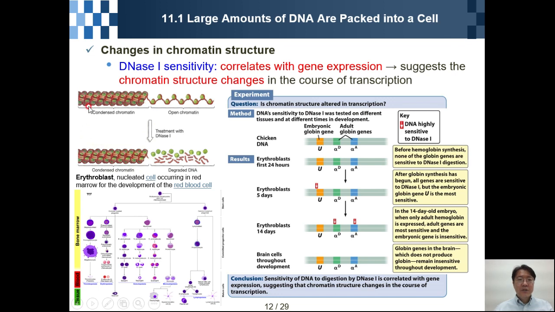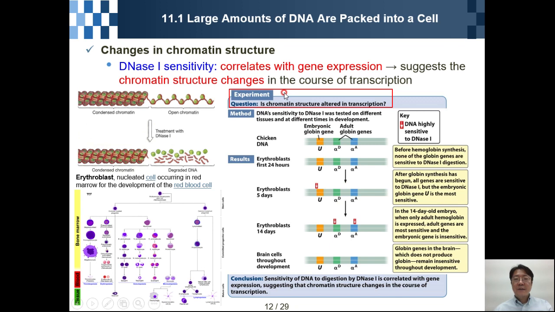And this region is insensitive to DNase I. So it means that DNase I sensitivity correlates with gene expression. A sensitive region means that the gene is highly expressed. So DNase I sensitivity suggests the chromatin structure changes in the course of transcription. This is one example to show the DNase I sensitivity.